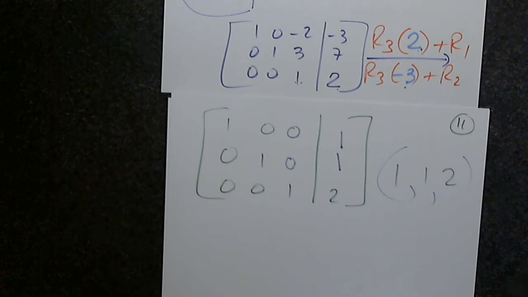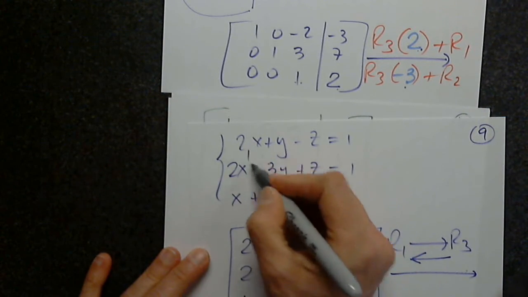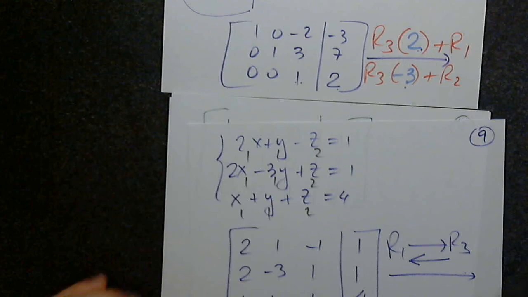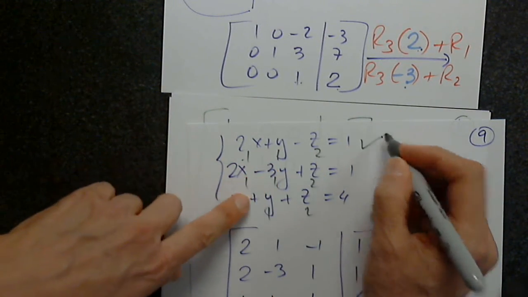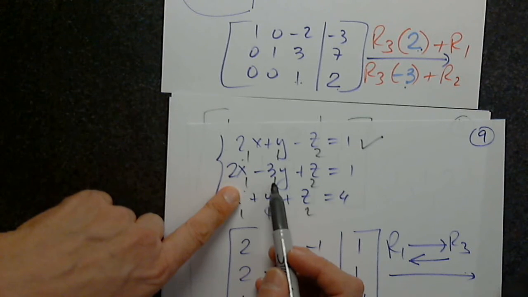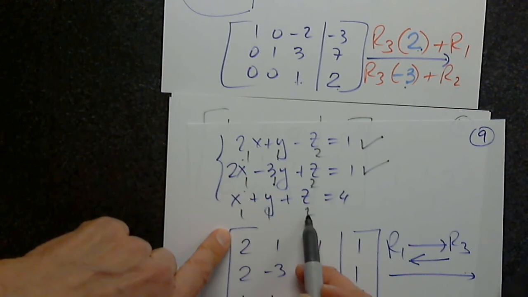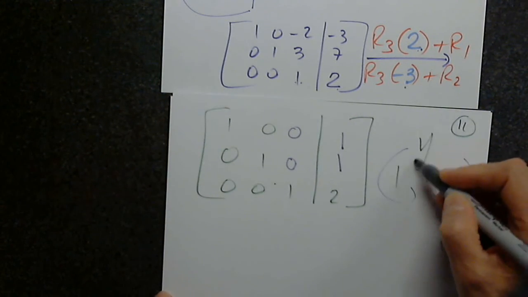Ready? Okay, let's take a look at 1, 1, 2. 2 plus 1 is 3, minus 2 is 1. Check. 2 minus 3 is negative 1. Negative 1 plus 2. Check. 1 plus 1 plus 2. Check. Ah, yes.